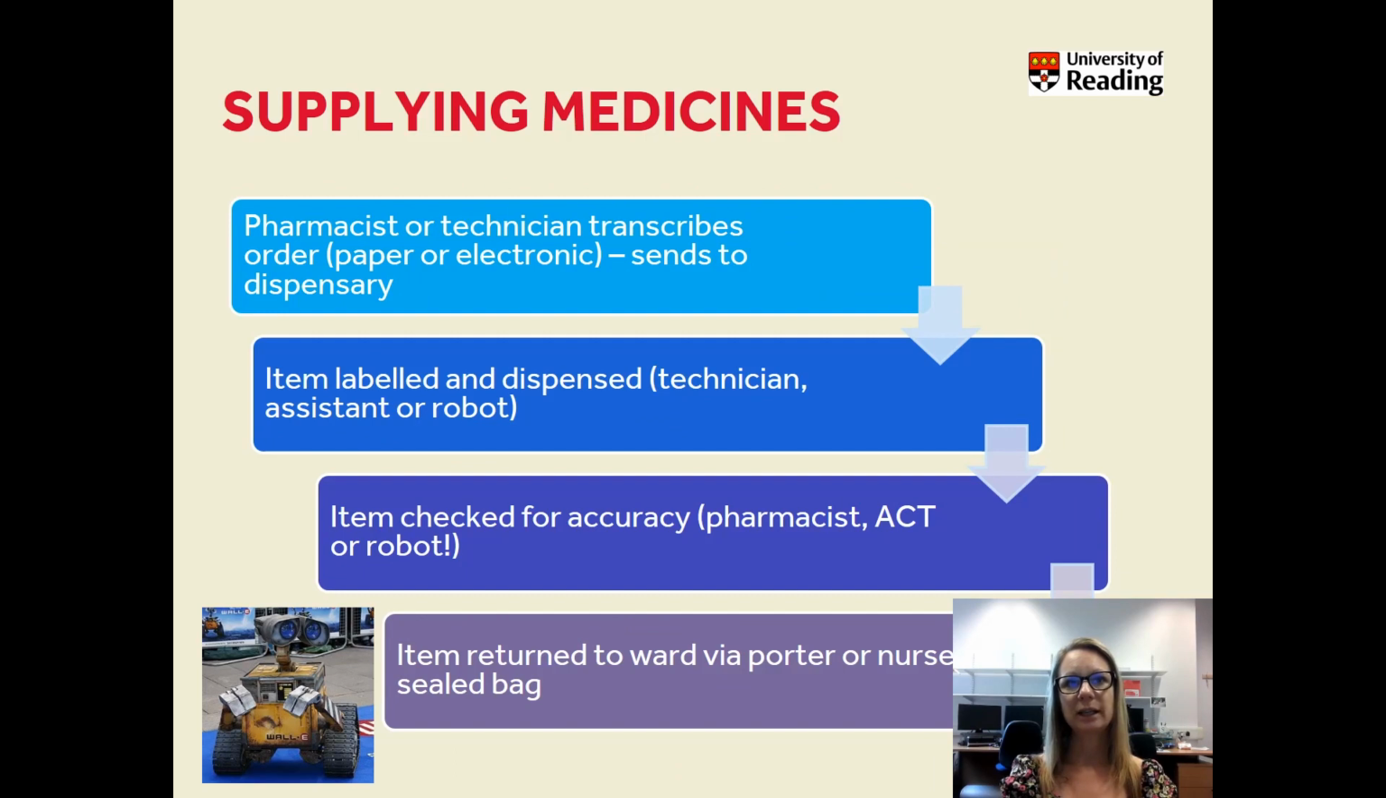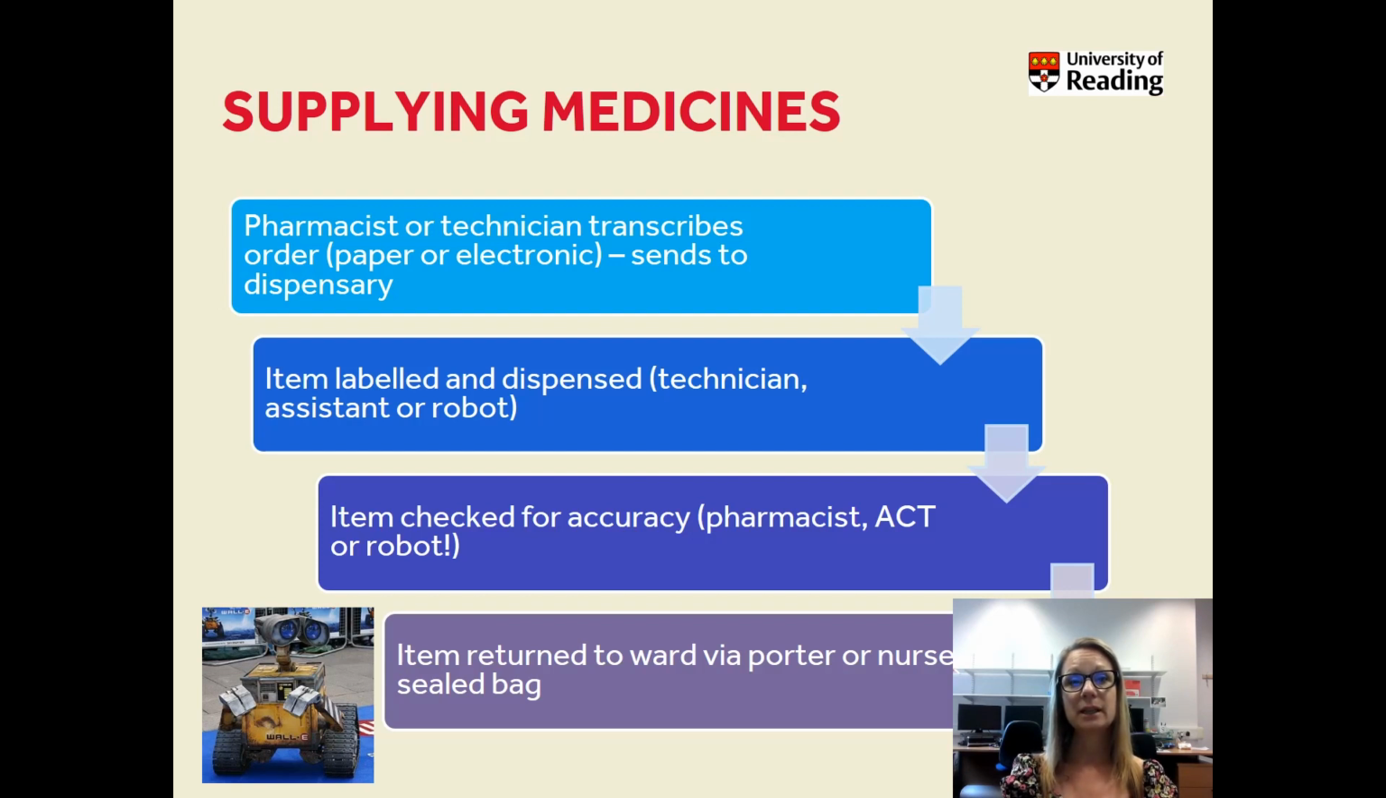A pharmacist will clinically screen drug charts, and this is done at the start of the process to ensure that medication is clinically safe and suitable for the patient. This request will then be sent to pharmacy. If it's an electronic system, it will be done electronically. If it's a paper system, then this will be transcribed onto an order sheet by a technician or a pharmacist.